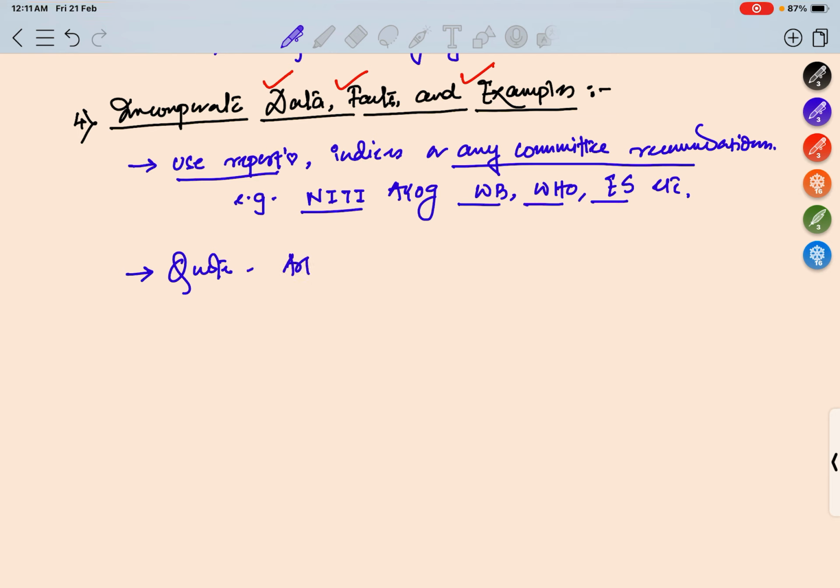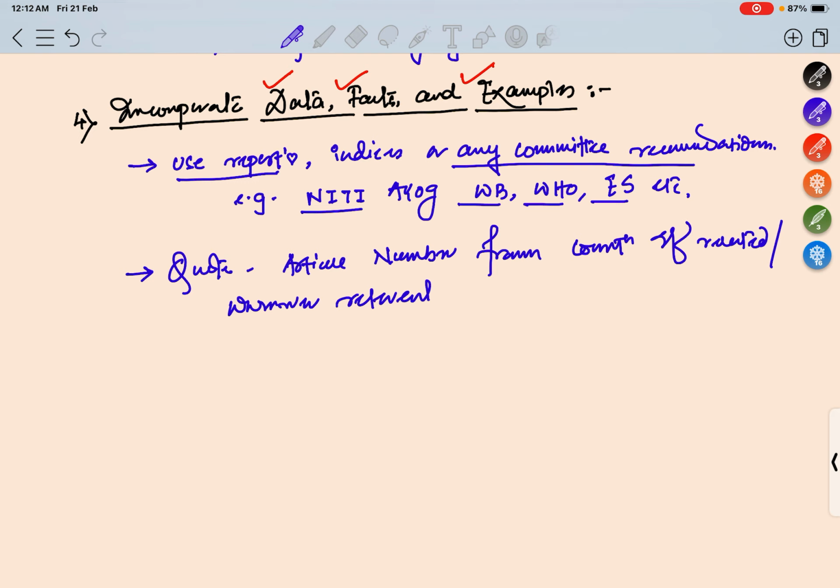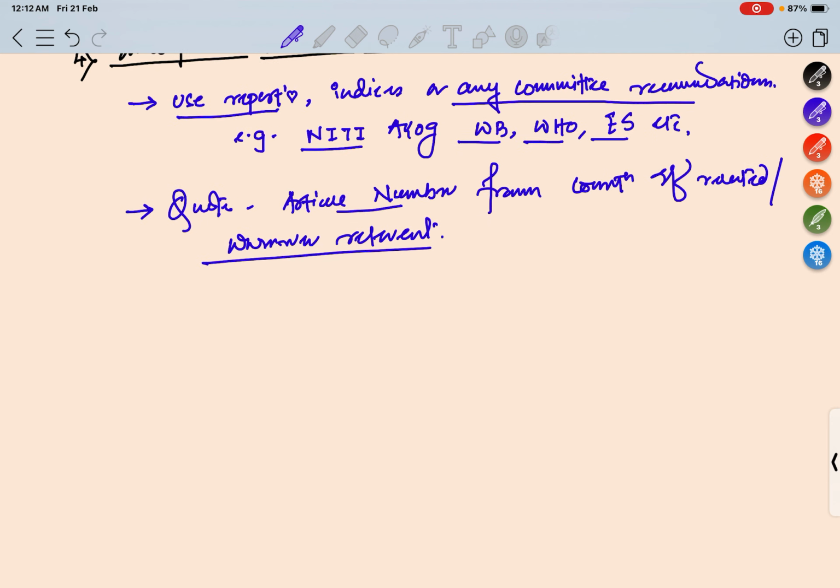Next, try to quote something. For example, an article number from the Constitution, if it is related, or wherever relevant. Okay, this is very important. If you quote this article number, then it backs your answer very well. So you need to understand this.